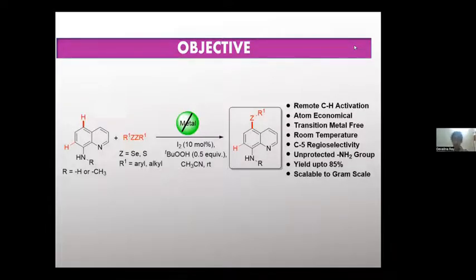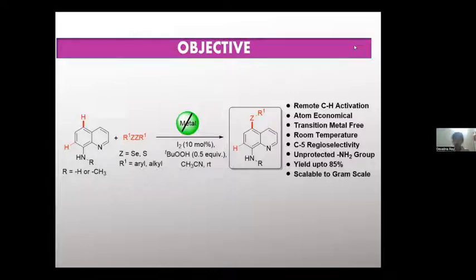The advantages which came out of this methodology were, first, it's an atom economical reaction condition that doesn't give side products to interfere with product development. Secondly, it was transition metal-free. Then it was at room temperature, which was again an advantage, the ambient condition for our standardized reaction. Then the C5 regioselectivity was almost complete. Although we have isolated the 5,7-disubstituted product, we were able to standardize and optimize the reaction so that we get only the site selective C5 product.